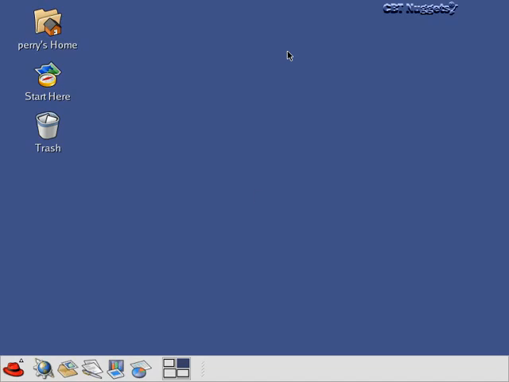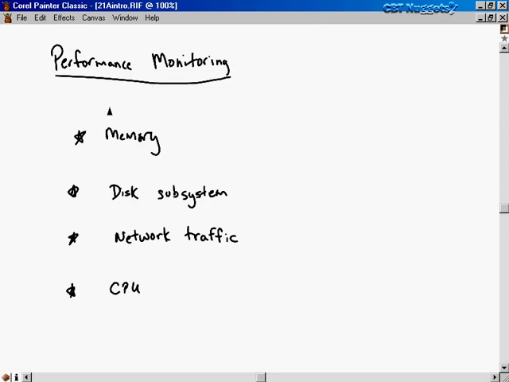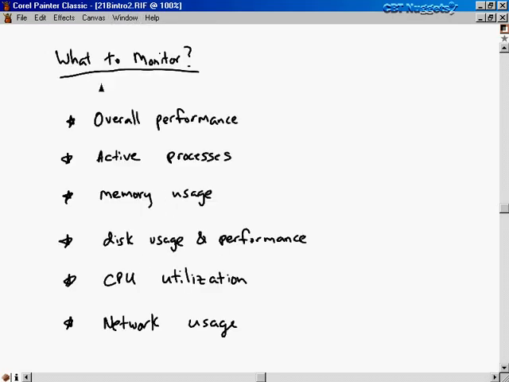Let's get to work. Let's start by talking about the aspects of the system whose performance we want to monitor. There's the memory system, the disk subsystem, network traffic, and the CPU. These are the four major components of a system, and this is what we're going to want to keep track of to determine the current state of the performance of the system.